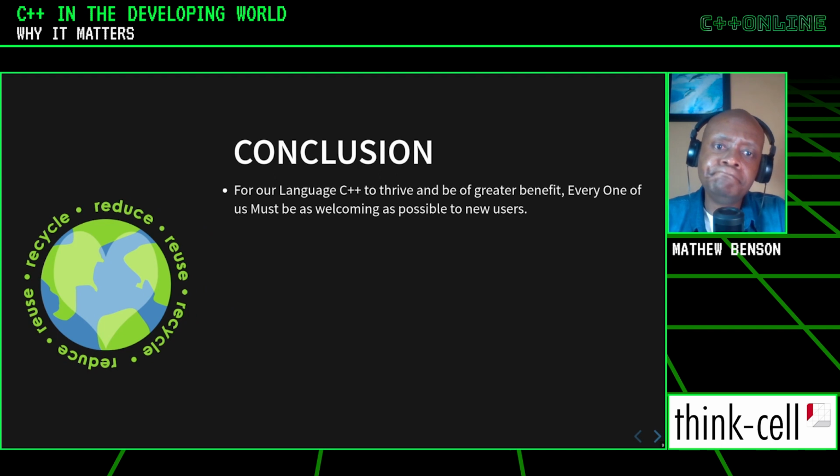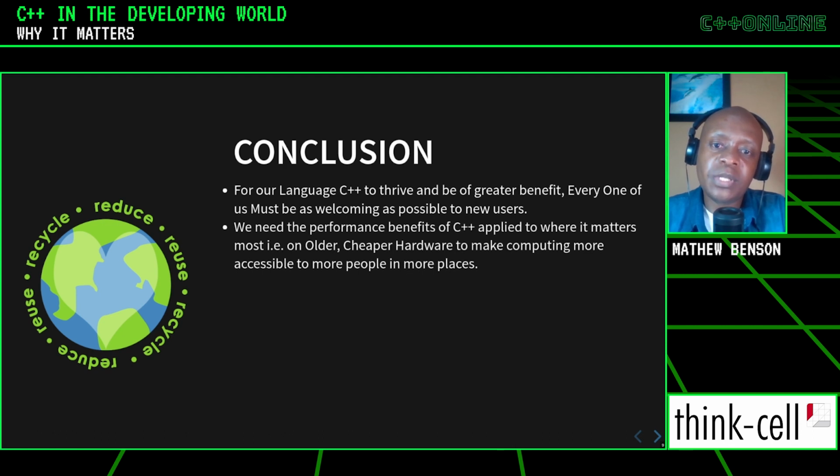So, in conclusion, I propose, as a takeaway, that C++ is one of the most important languages that we have, because of the way technologies have come about, and because of the attempts to evolve what we have. And we need to talk about it more. We need to preach it more, especially in this environment where there's a message coming very strongly to do away with this kind of language. We do need the performance benefits of C++ applied to where it matters most, extending the life of older hardware, making it cheaper, and therefore making it more accessible to more people.